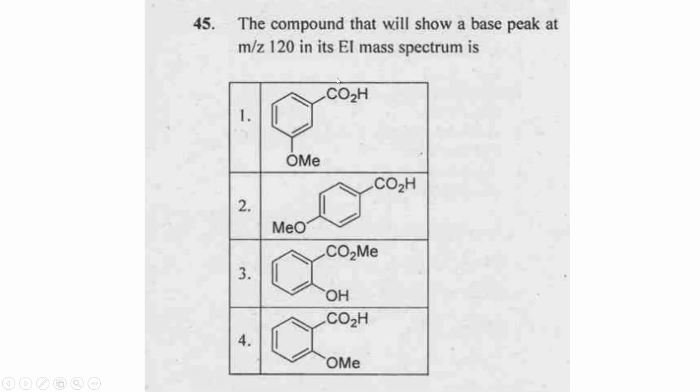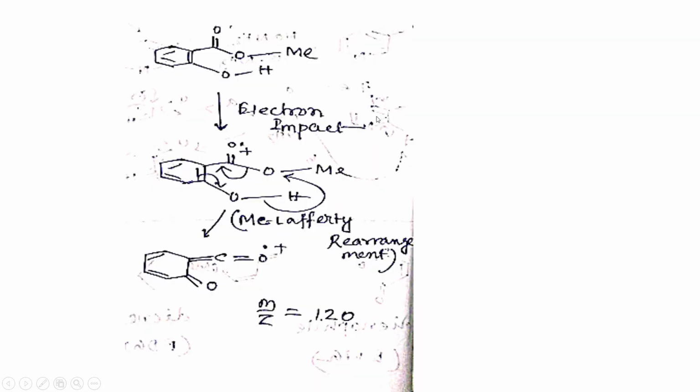Now we see the mass spectrum of which of the following compounds gives the value 120. Now you may say that every question in NET or GATE is always giving one rearrangement, that is McLafferty rearrangement. You see, first electron impact acts on this compound and a radical cation forms. After that McLafferty rearrangement will happen, and this structure will come which has m/z value 120. You see many questions, in 99% of questions you have to do McLafferty rearrangement.